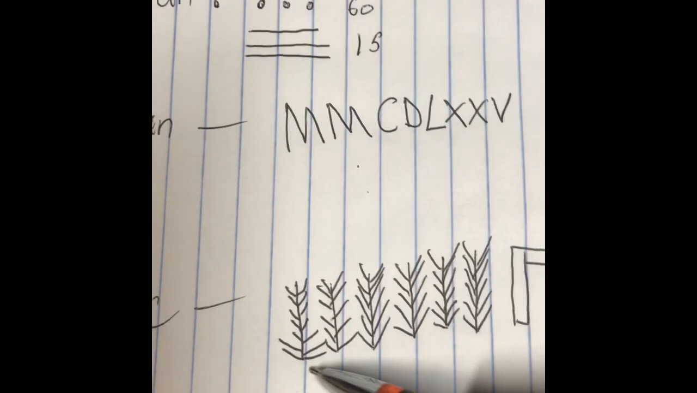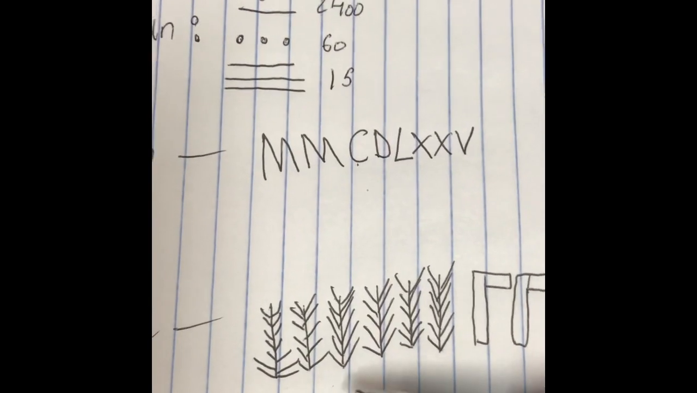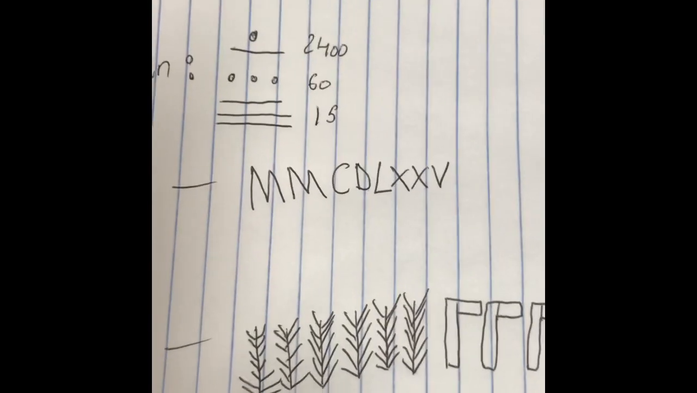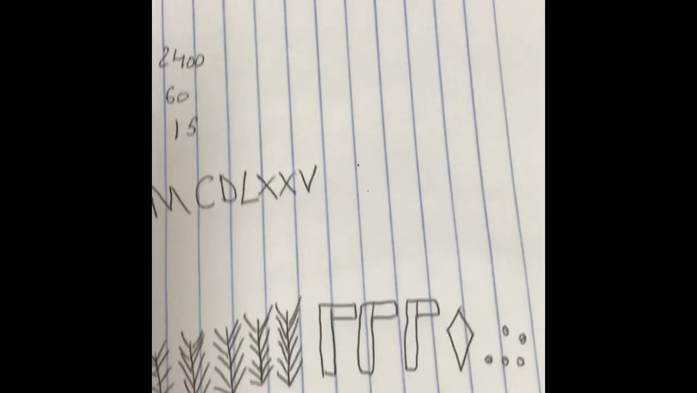So all 6 of these, each and every one of them means 400. So 6 times 400 is 2,400. Then we have 75 to go.